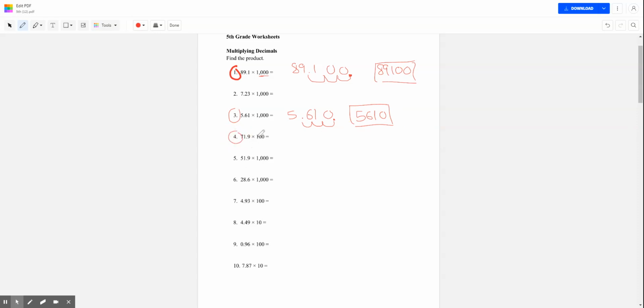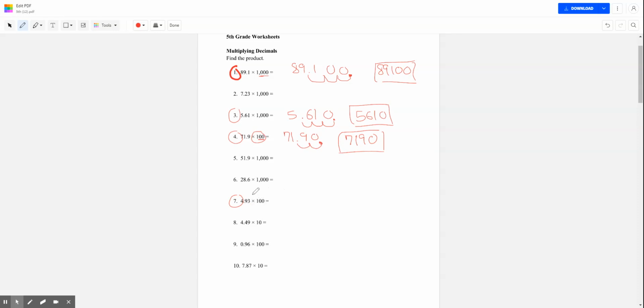Let's look at number 4. This time, we're multiplying 71.9 by 100. We see that there are 2 zeros on 100. So instead of 3 times like 1,000, we're going to move the decimal point to the right only 2 times now. So 71.9, and we're going to move the decimal point to the right 2 times. So 1, 2, and put 0 here. We get 7,190 for number 4.